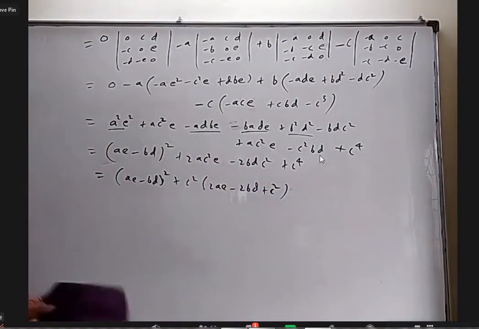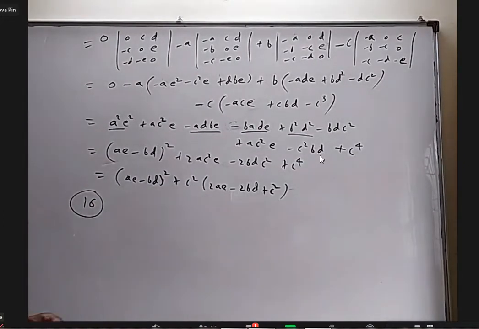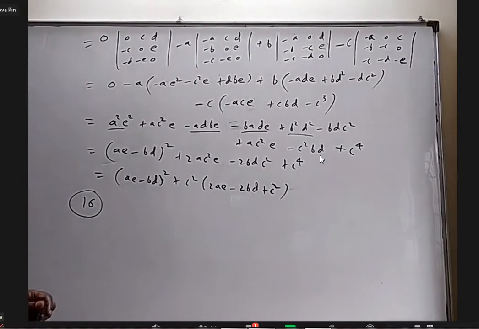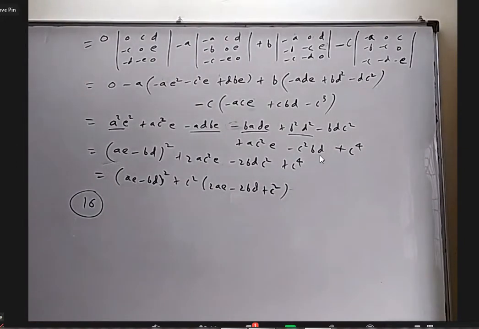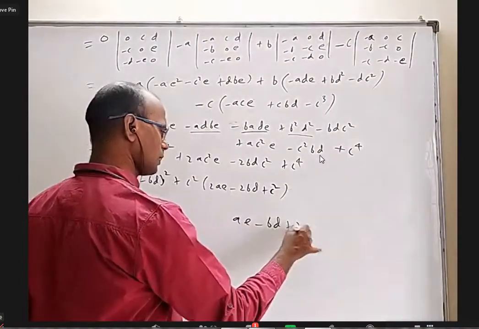Okay, so that's the 16th point. Sir, in that last second equation, we can take 2C square common. Then we'll get (AE minus BD) whole square plus 2C square into (AE minus BD) plus C square whole square, sir. Then we'll get (AE minus BD plus C square) whole square, no, sir. So you are getting this total is a perfect square: (AE minus BD plus C square) whole square.